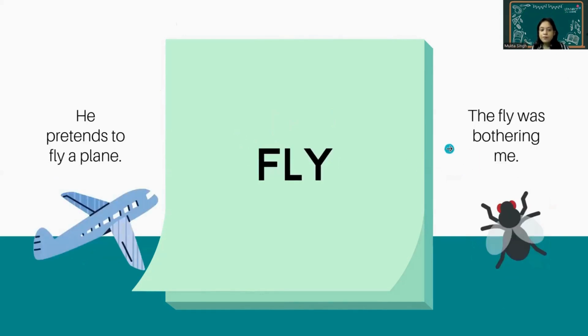Next, fly. Fly means like when the airplane or a bird flies in the air. So he pretends to fly a plane. The next fly, the meaning is the insect. The fly was bothering me.